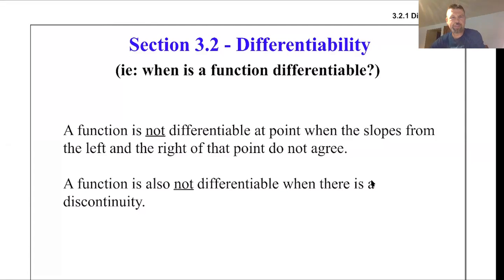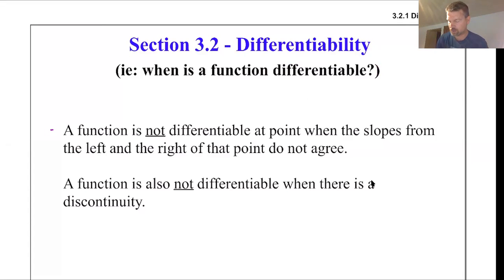All right, welcome to section 3.2 on differentiability. Differentiability just means, is a function differentiable? So when is a function differentiable? Finding the derivative again means finding the slope. So if I'm asking if it's differentiable, I'm asking if I can find the derivative. Can I find the slope?